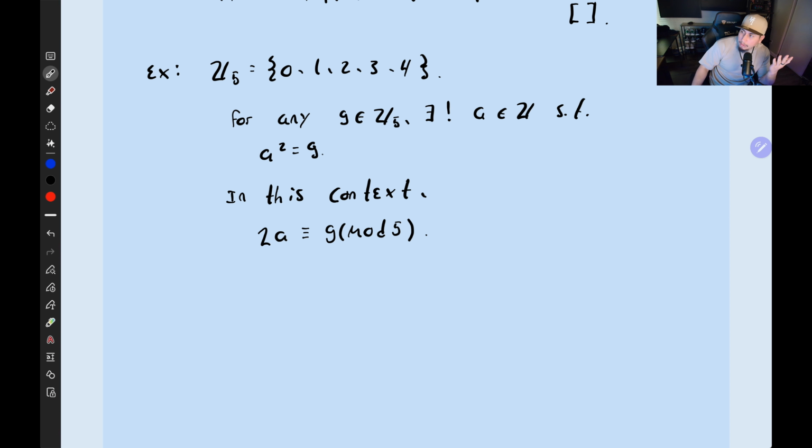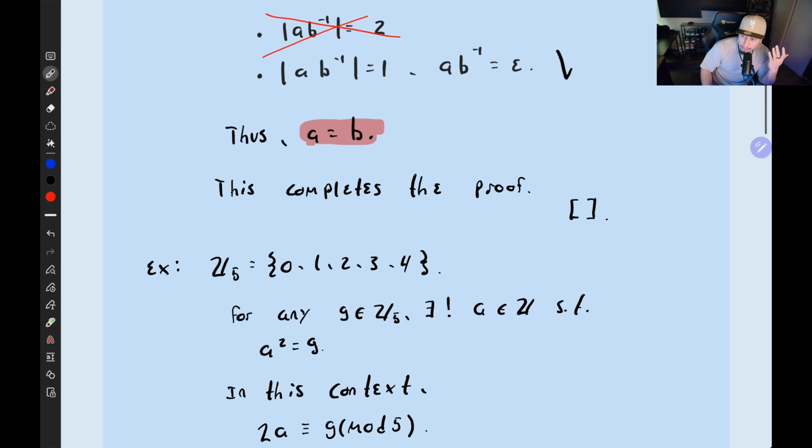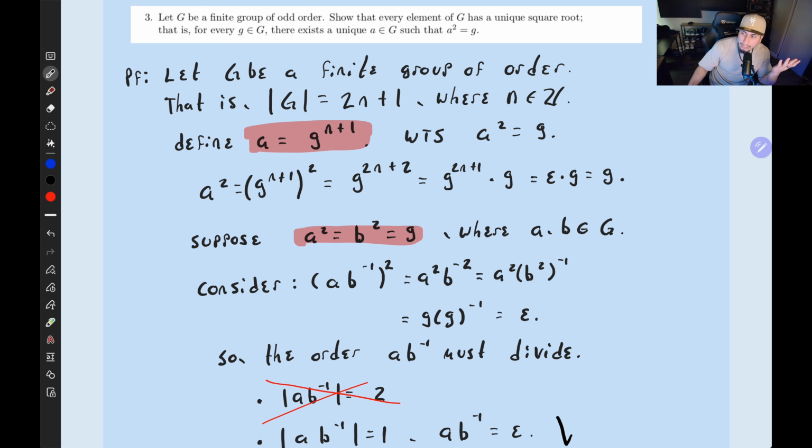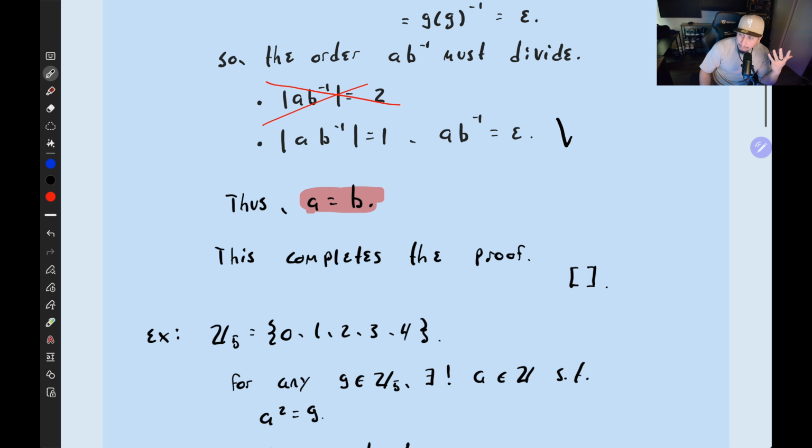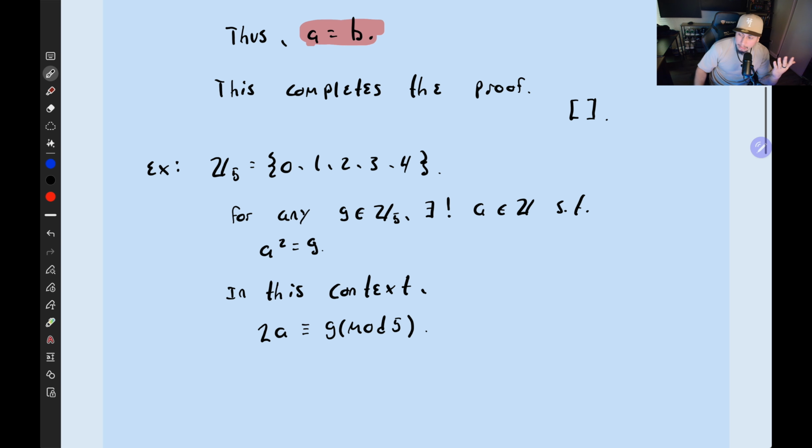And so what I want to do now is try to find what that A is. Kind of like we did in the proof up here, where we defined A to be G to the n plus 1, I want to do something similar with A here. I want to define what it is. So I want to cancel out that 2 on the left.